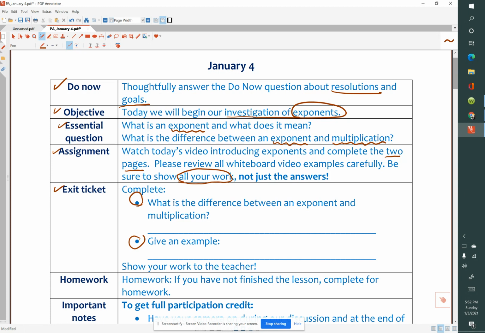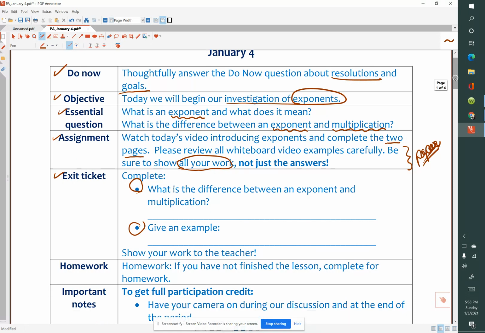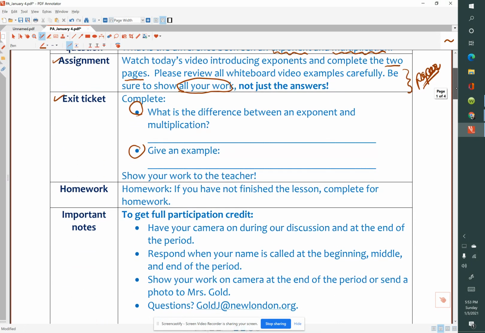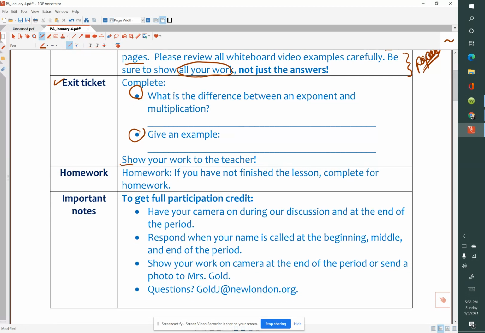Remember, our do now and our exit tickets are done in teams. We do our practice work, our lesson, on paper, which we should have. I'm trying to get you exposed to handwriting. If you have trouble finding any of your work, your papers, please write to me right away. Email me. Remember, at the end of the period, you have to show me your work. That's how you get credit for this.